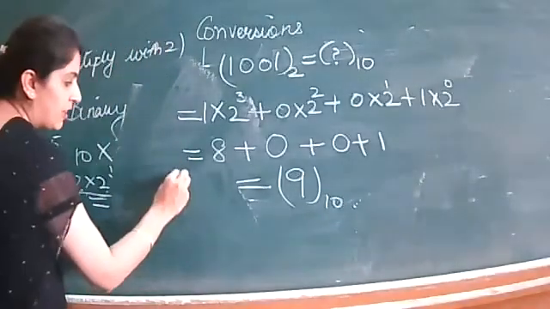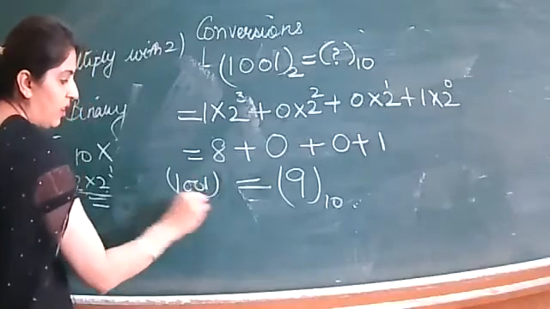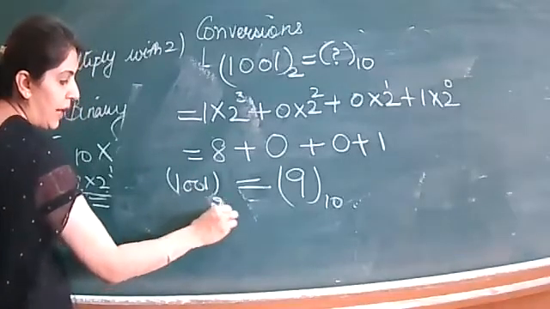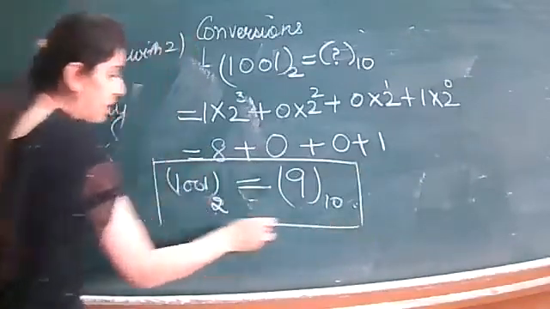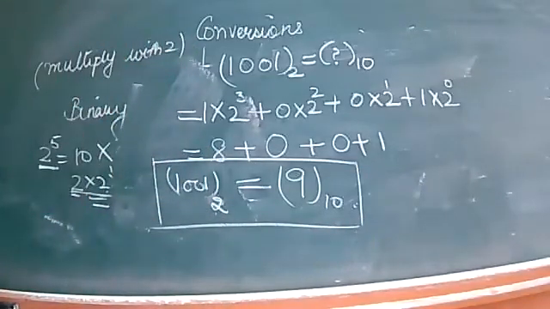So how do you have to give the answer? 1001, this was the binary number, so we have converted it into the decimal number. Right, children? Clear? Yes or no?